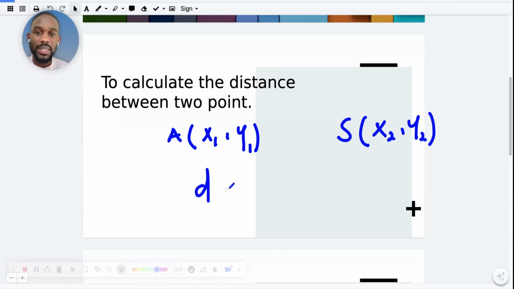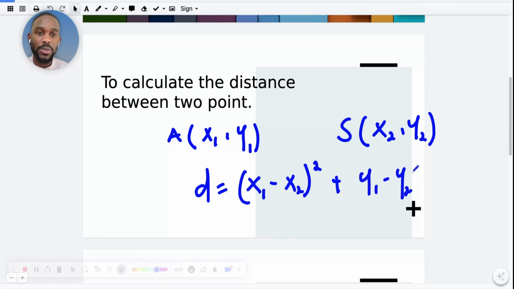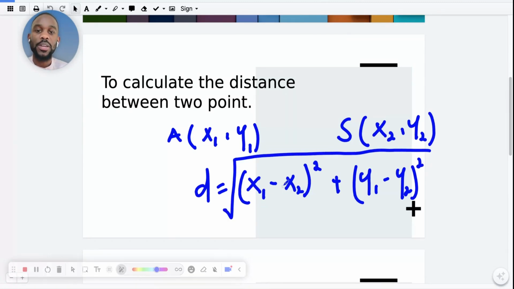We're going to be using this distance formula. It's going to be x1 minus x2 squared plus y1 minus y2 squared, and then find the square root of everything in there. So that's how we're going to be getting the distance. And this is going to come in handy, guys. So write this down. The next chapter, we're going to rely heavily on this.